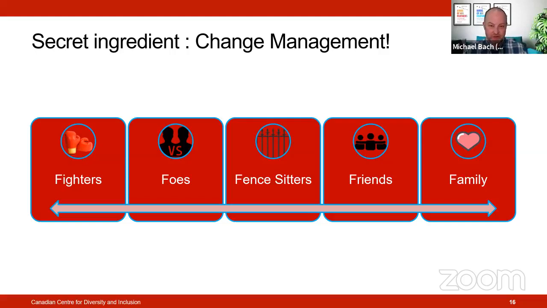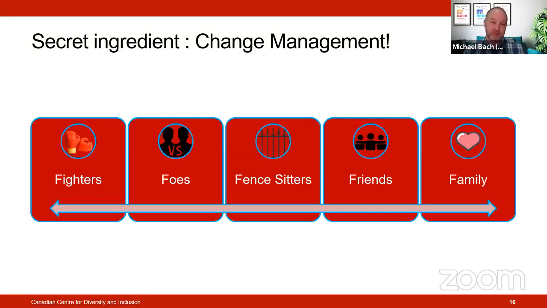You start with your fighters on the left-hand side. These are people who are actively fighting against the change. They do not believe in what you're doing. They have not bought in. They are actively fighting against what you're doing. Next is your foes, similar to fighters, but they're not active. They disagree with what you're trying to do, but they're not actually doing anything to fight against it.